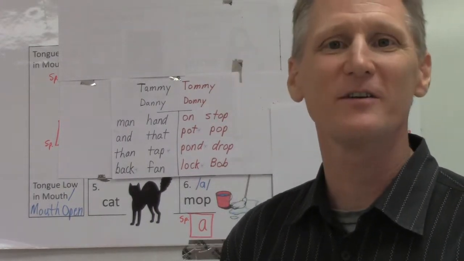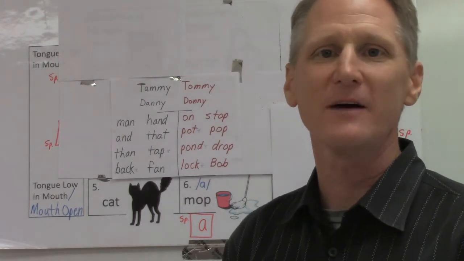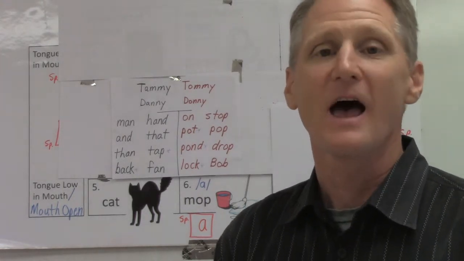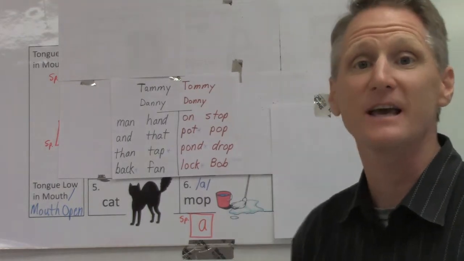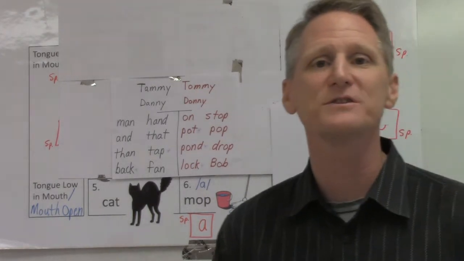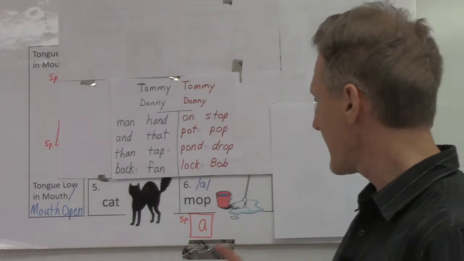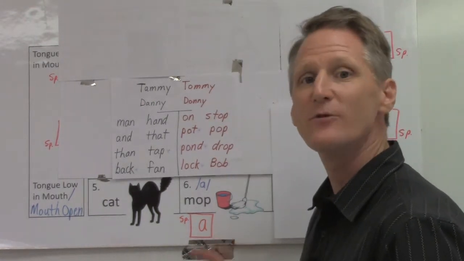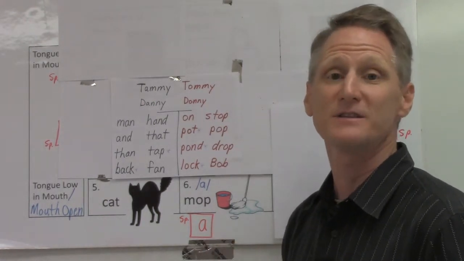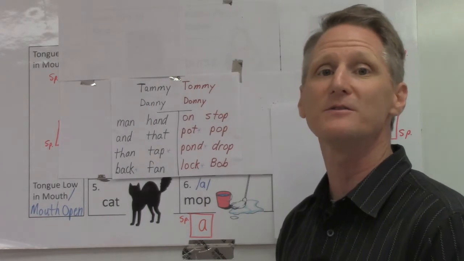What I'd like to talk to you about now is sound number 5 in English and sound number 6. Sound number 6 is very common in languages throughout the world, okay? We've got it in Spanish, and you've also got it in a lot of languages. It's one of the most common vowel sounds.